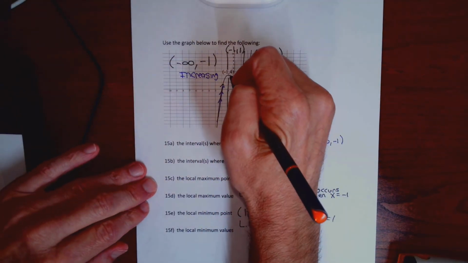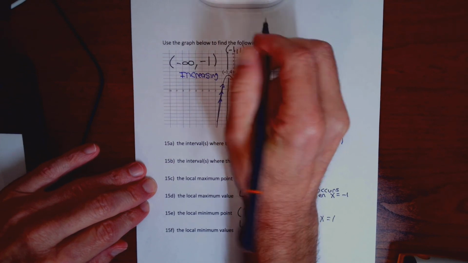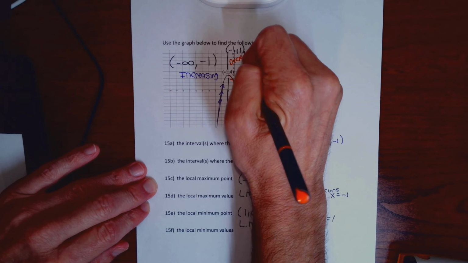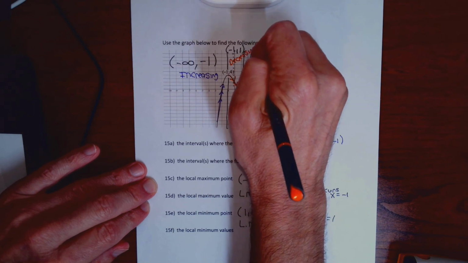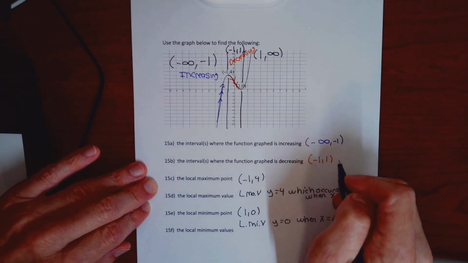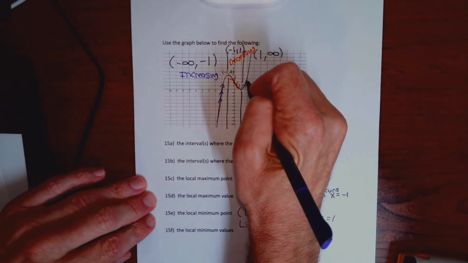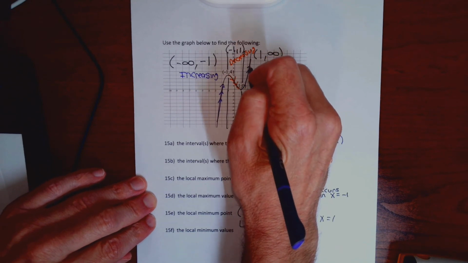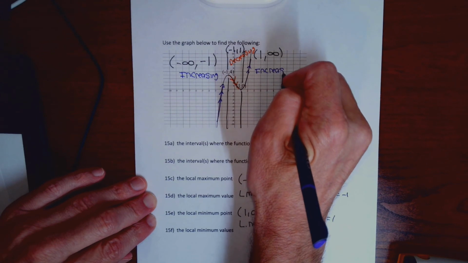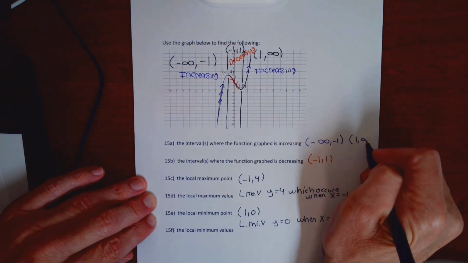This middle interval, as I'm tracing, my marker is getting lower. That's an example of a decreasing interval. So when I write what my decreasing interval is, it's going to be -1 to 1. And then the third and last interval, as I'm tracing on it, my marker is getting higher. So this is another increasing interval. It's going to go into my answer to 15a. And that's an interval from 1 to infinity.